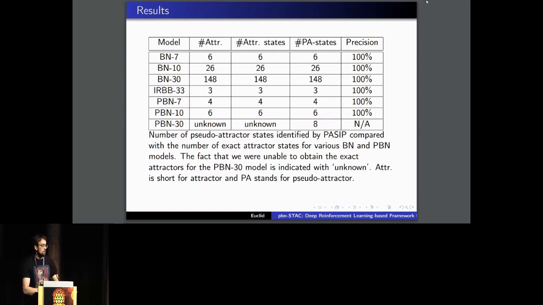Okay, so our results. This is the comparison of our method of detecting attractor states versus the exact methods. It was tested mostly on the Bittner melanoma data set. And we can see that we were able to recover all the attracting states with 100% precision. And we were able to detect attractors even for the biggest network, PBN30, that we couldn't handle with the exact tools because it was too complex.